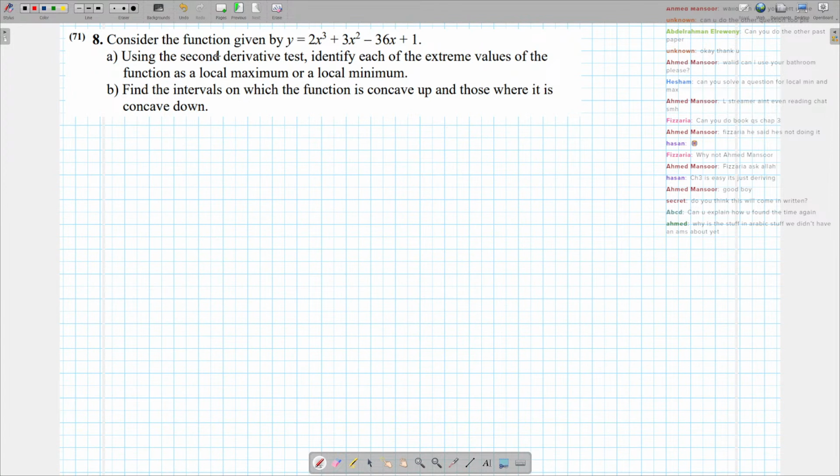For part A, using the second derivative test, identify each of the extreme values of the function as a local maximum or a local minimum. Obviously, before finding if it's a local maximum or minimum, I need to know what the stationary points are. To find the stationary points, there's a mark for this. You have to say f prime of x is equal to 0. This is one mark. First find what f prime of x is. It's going to be 6x squared plus 6x minus 36.